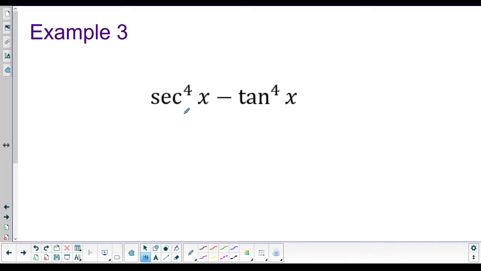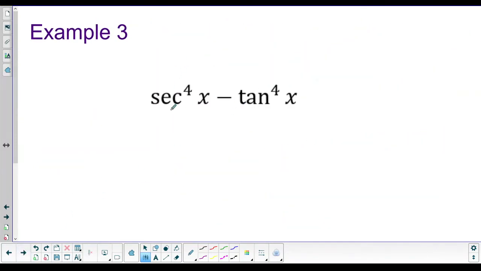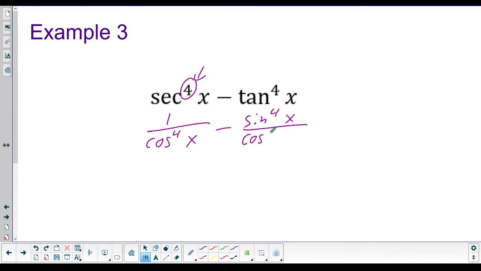You may be tempted to turn this into its reciprocal trig function. You see a secant and you go, Barton said substitute reciprocal trig function, so I'm going to do it. All right, let's do it. This is 1 over cosine to the 4th. When you're substituting things, the powers will stay whatever they are. Minus, tangent, I can turn that into a fraction of sine and cosine. Sine to the 4th x over cosine to the 4th x.